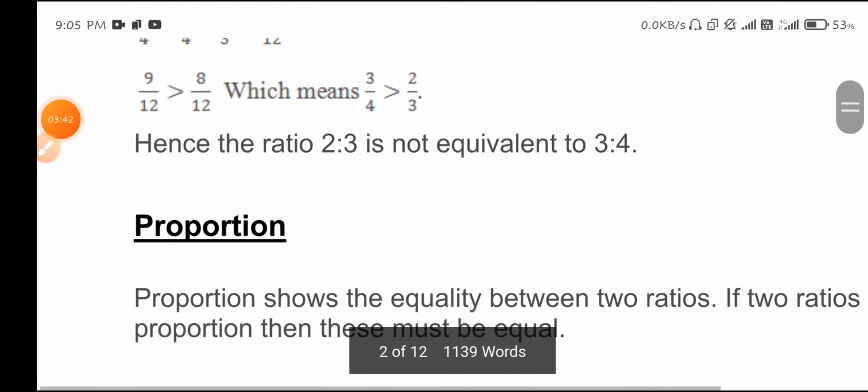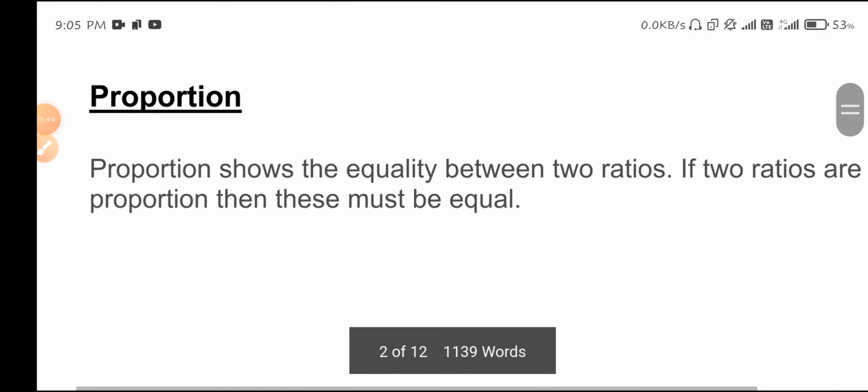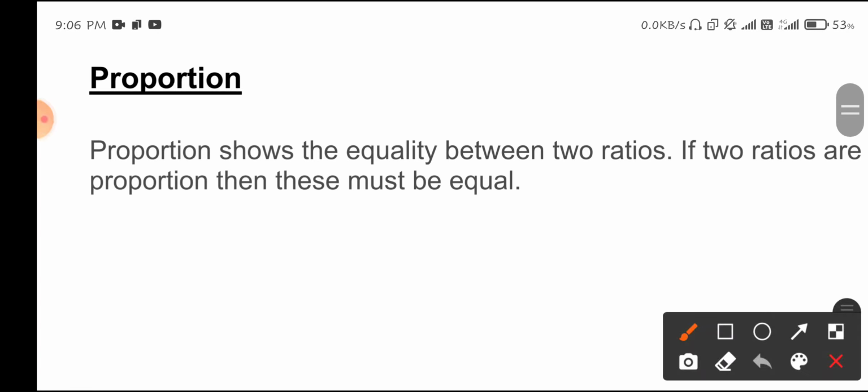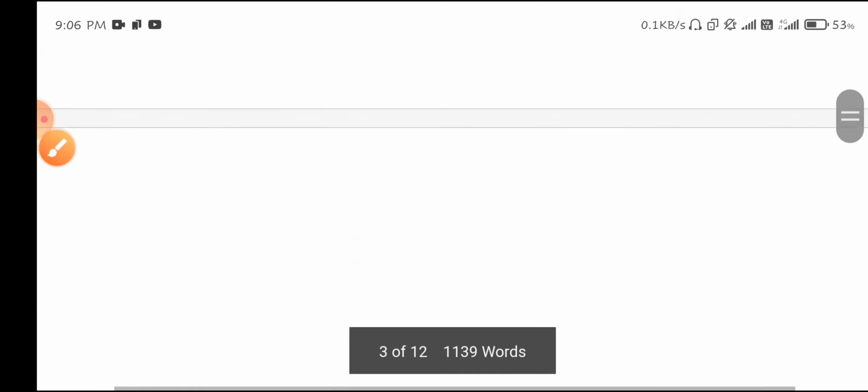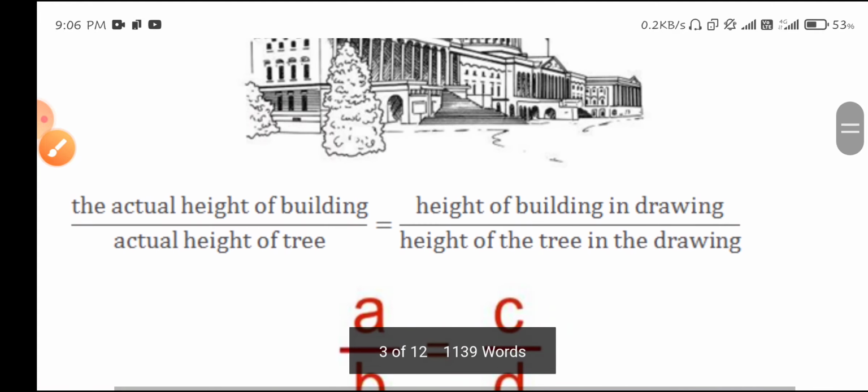They are not equivalent. Now after that we will see proportion. Proportion shows the equality between two ratios. If any two ratios are equal, then they form a proportion. For example, what do you call it if any two ratios are equal?